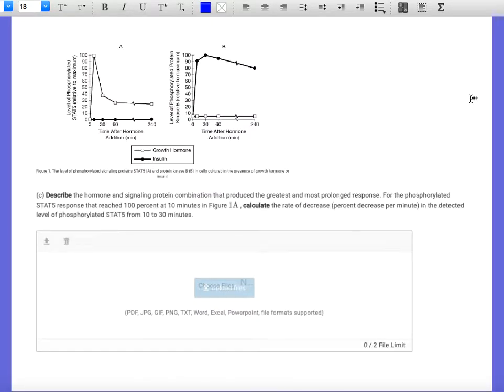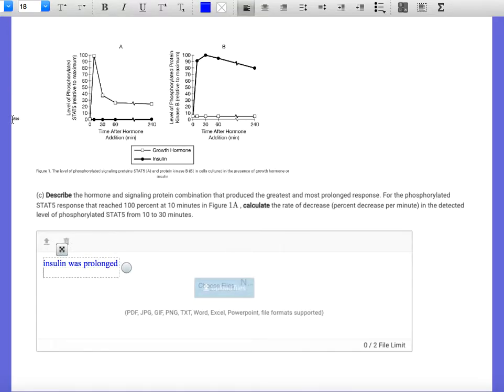Okay, so let's look at part C. Describe the hormone and signaling protein combination that produce the greatest and most prolonged response. Okay, pretty simple so far. Clearly, you can see that the insulin, right? The insulin definitely produced a longer and prolonged response just by looking at the data, especially as compared to the growth hormone.